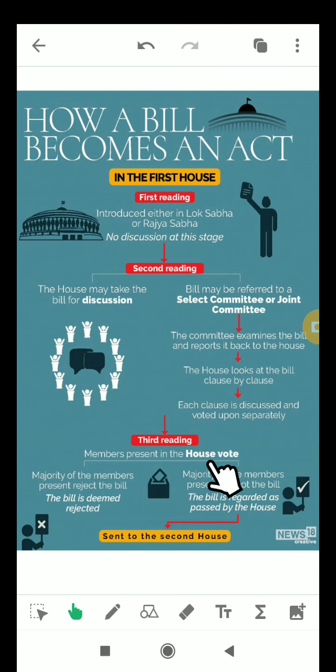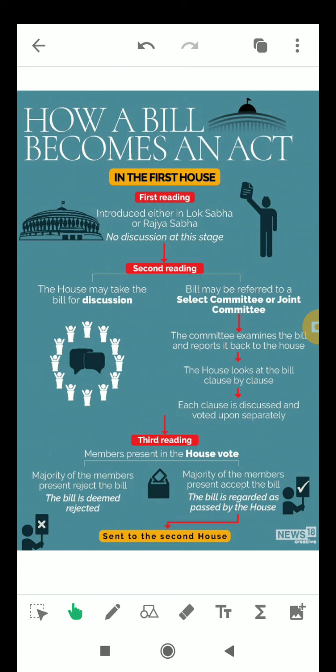Third reading: members present in the House vote. They vote whether they agree or not. If a majority of the members present reject the bill, the bill is deemed rejected, and if a majority of the members present accept the bill, the bill is regarded as passed by the House, and then it is sent to the second House. The third reading is just a formality, after which it goes to the other House.